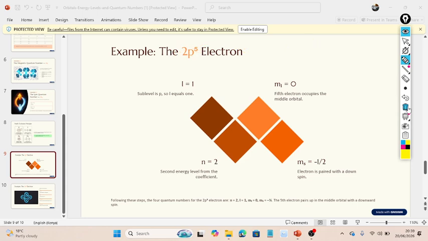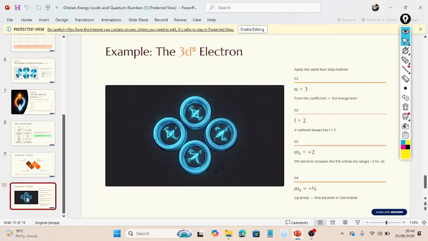All right, so I believe we've come to the end of our session. Lastly, I'm not going to talk about this. Maybe I can leave you this one as an assignment. You go and look at it, and you apply the same 4 steps of giving the n, the l, the m l, and the m s.